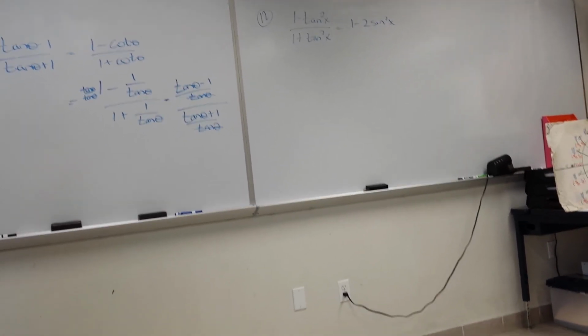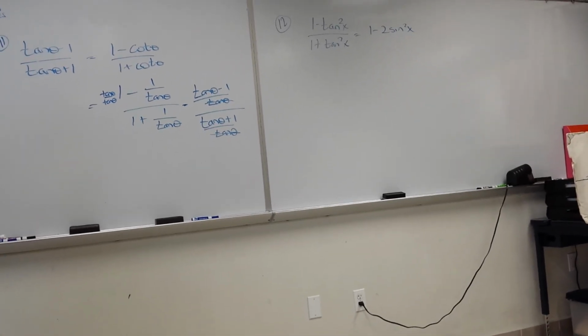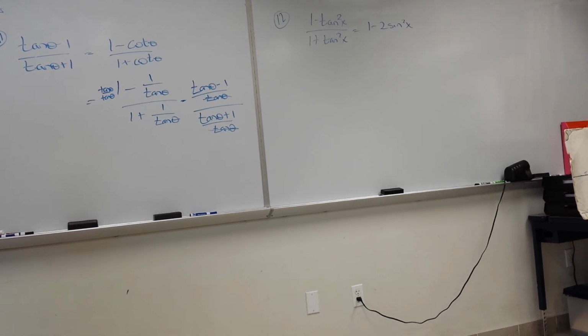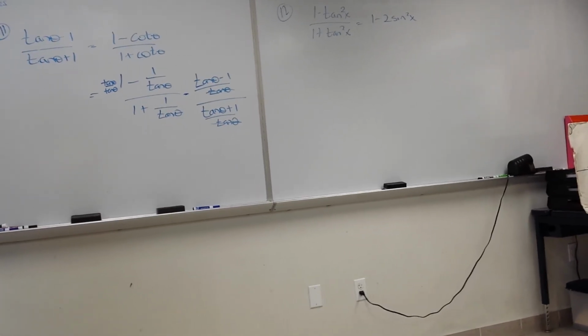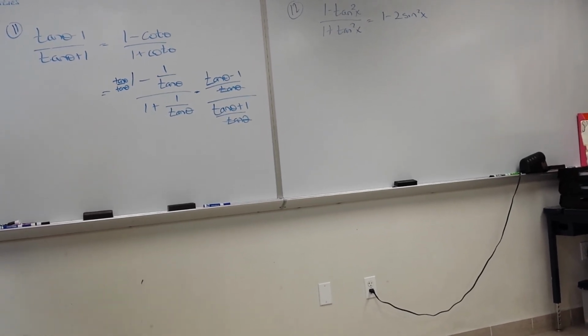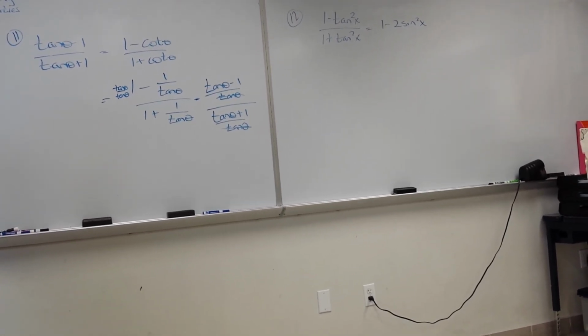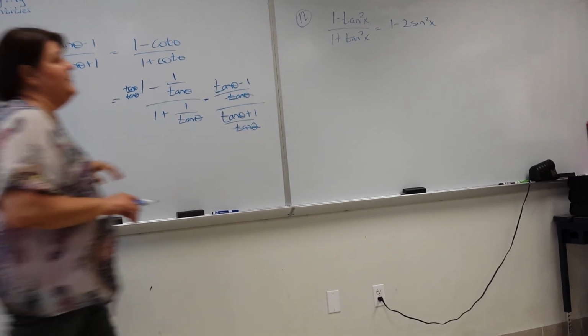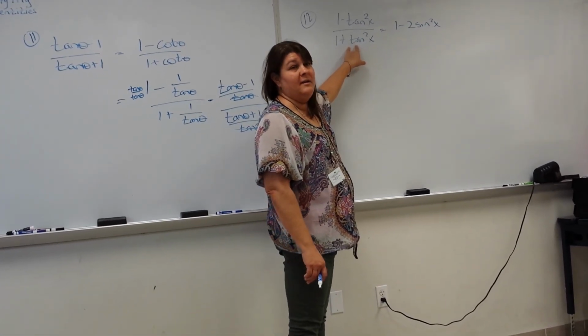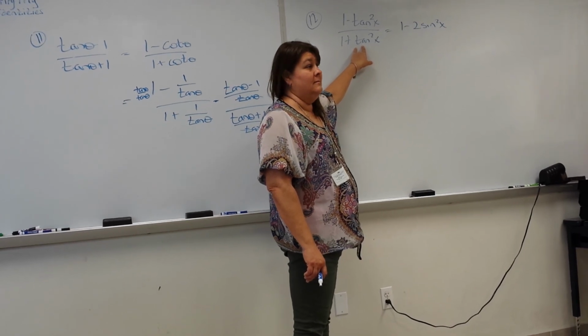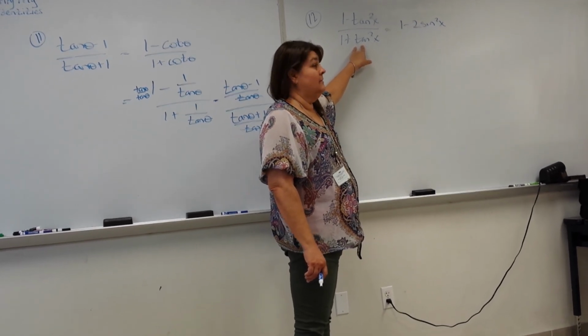What are my Pythagorean identities? Is it 1 plus tan squared equals something? Yeah. 1 plus tan squared equals secant squared. Okay, so the denominator is actually equal to secant squared. That's what works, but there's probably another way that works.